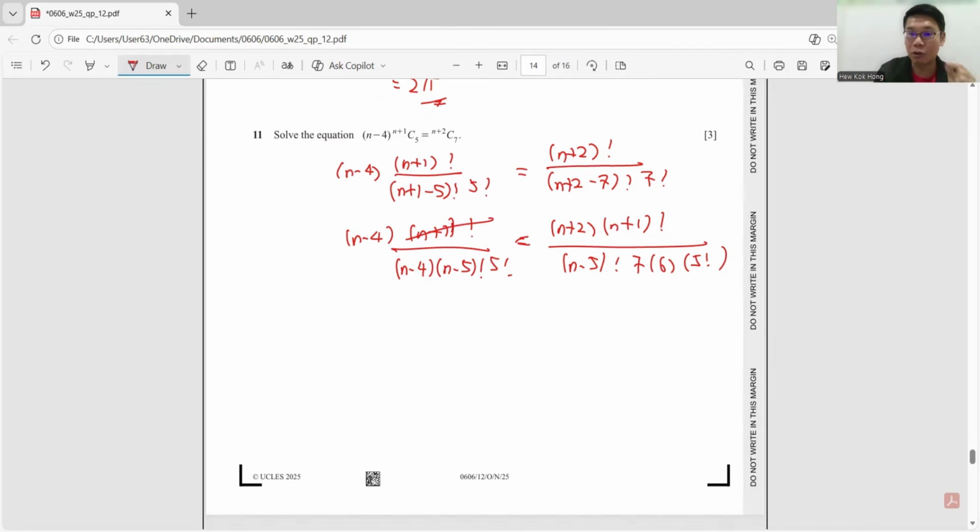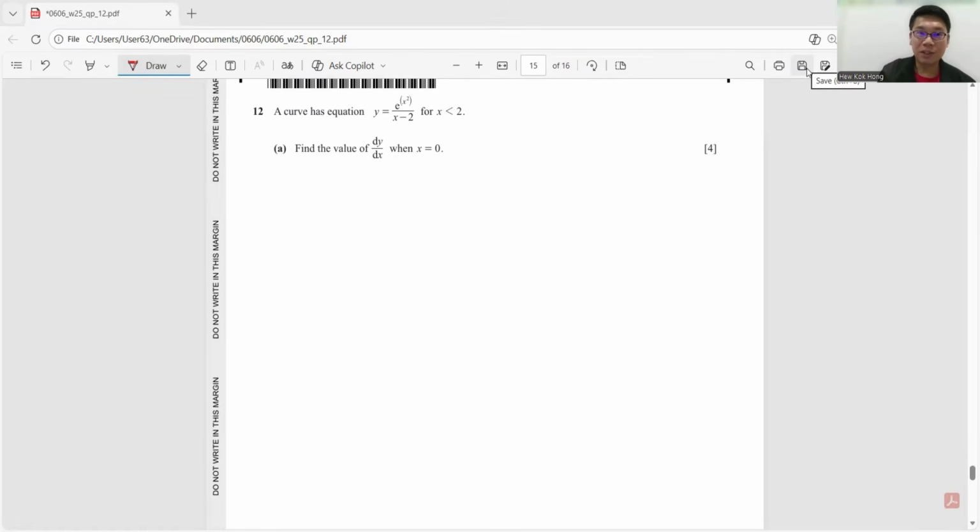This n plus 1 factorial through here will become n plus 1 factorial divided by n plus 1 factorial. Same goes to this and this. And this up down also can cut. On the left hand side, everything cut, left 1. On the right hand side, left this, 42. So n is 40. Just like that.